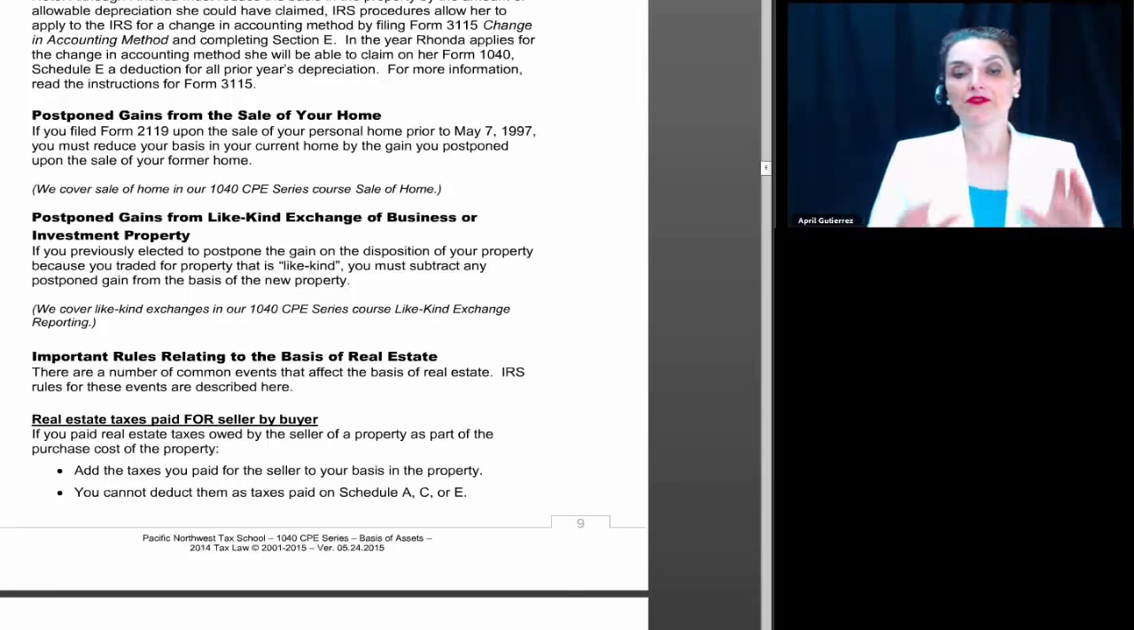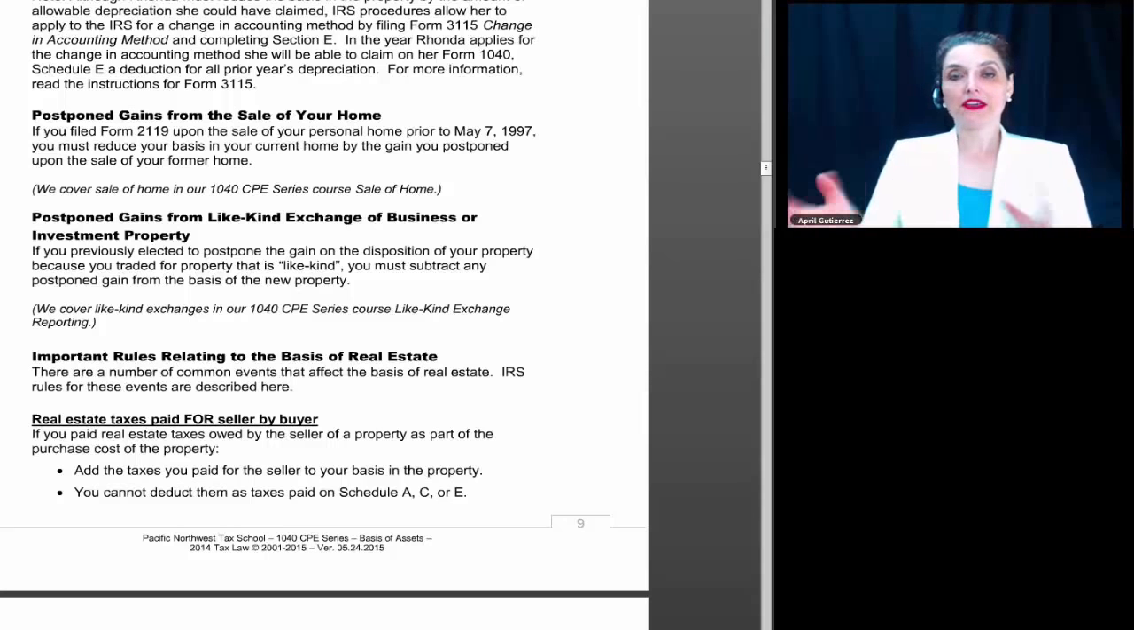What would happen is if you purchased a home and then lived in it as your main home and then you wanted to sell it and move into a new home, the IRS had this rule that you could sell the home and you had 2 years to replace it with a new home. And as long as the new home cost as much or more than the old home, you could postpone your gain. And you did that by filing Form 2119.